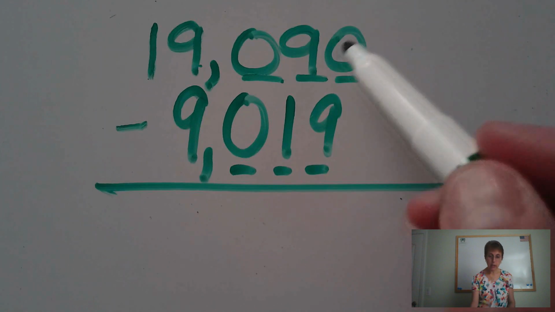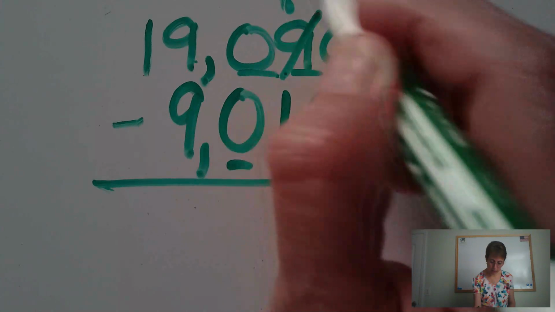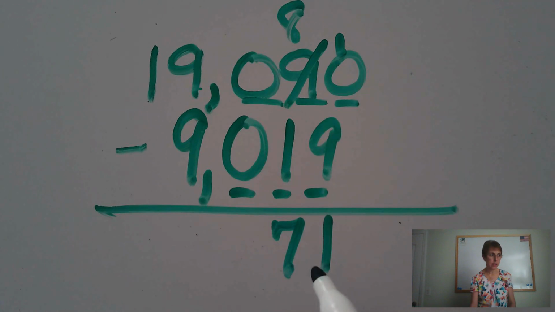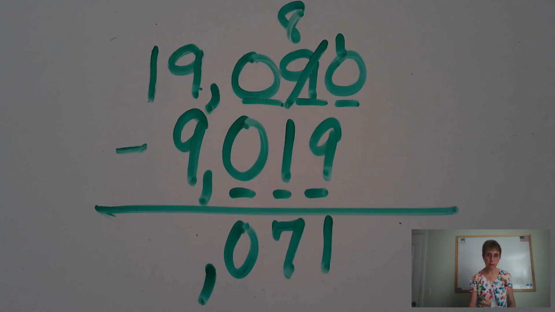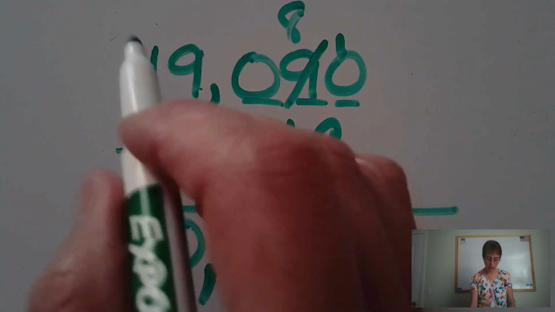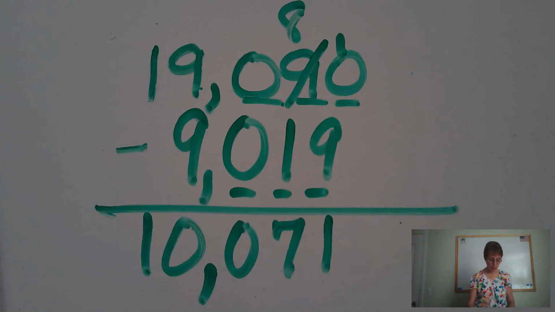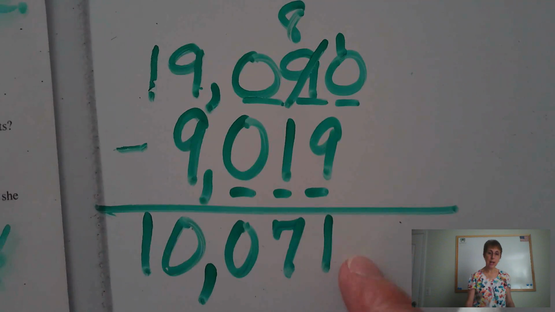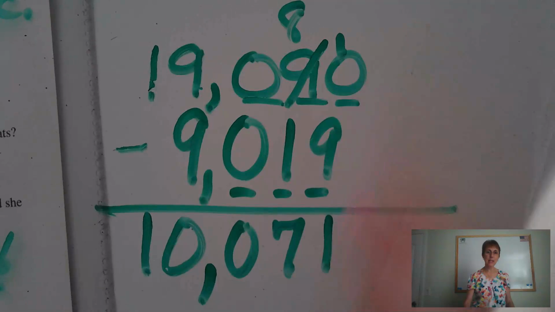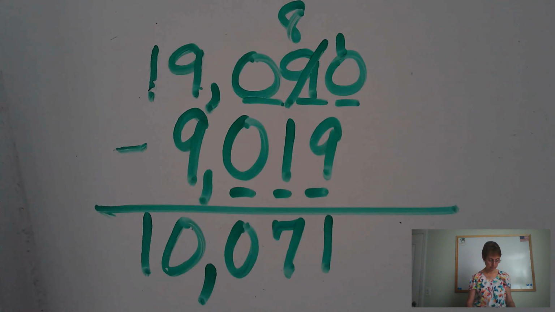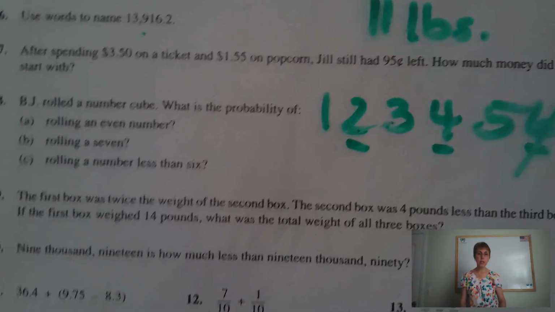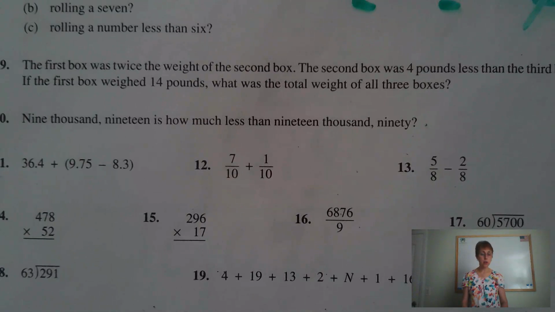And then you subtract. Can't say 0 minus 9, so we trade. 9 becomes 8, that becomes 10. 10 minus 9 is 1. 8 minus 1 is 7. 0 minus 0 is 0. Bring down your comma. 9 minus 9 is 0, and 1 minus nothing is 1. So your 9,019 is actually 10,071 less than 19,090. Okay, let's take a look at numbers 11 through 20, which you can then work out on your own.